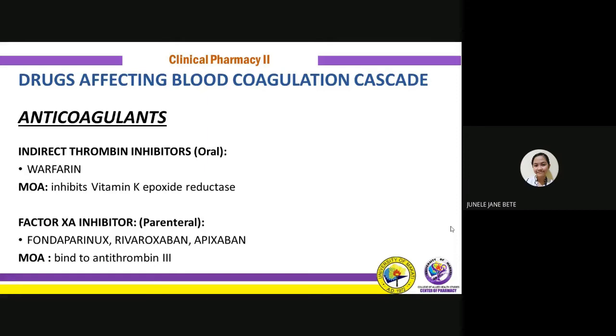And then, activated factor 10 inhibitors. The only parenteral here is fondaparinux, and then rivaroxaban and apixaban are oral. So it is also an indirect thrombin inhibitor. Its MOA is it specifically inhibits activated factor 10 by binding to antithrombin 3. Then next.